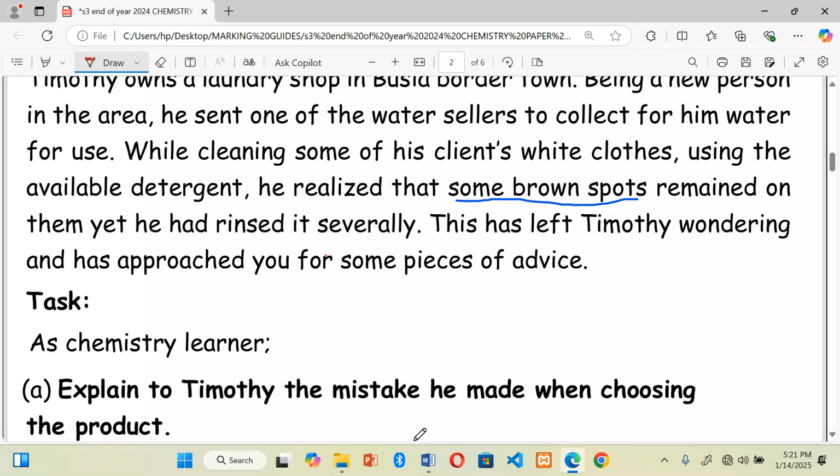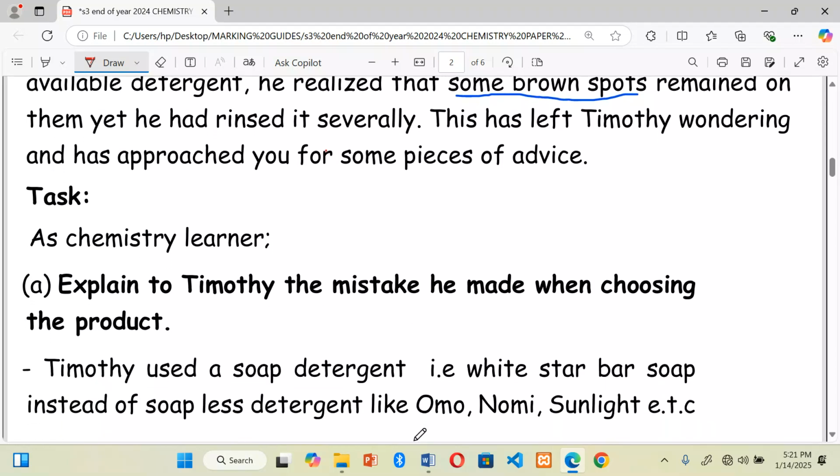So the solution to part A: Timothy used a soapy detergent, or someone can say Timothy used soap detergent, that is to say White Star bar soap, instead of soapless detergent. So there is a score here. He used a soapy detergent. In Section A, item 1, what we're looking for is someone able to categorize the product being used. So here we have been able to categorize, and there is a score.